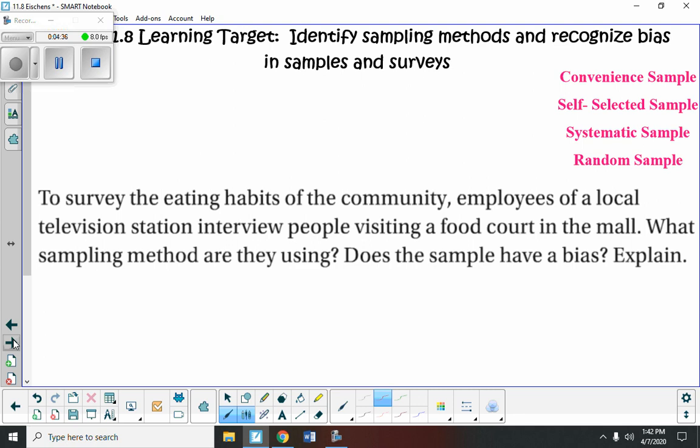Now, here's another example. To survey the eating habits of the community, employees of a local television station interview people visiting a food court in the mall. What sampling method are they using, and does the sample have a bias? Well, they're going to the mall and just talking to people, so that would be a convenient sample. And they want information about the food habits. And so does it have a bias? Well, yes, probably of some sort, because people who eat at a food court probably favor fast food. And so there would be some bias in that.